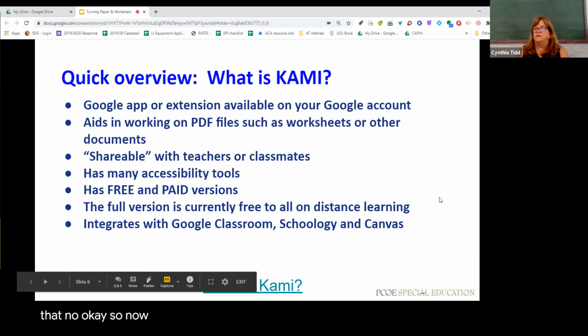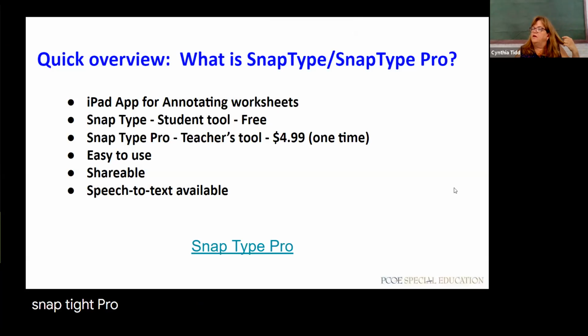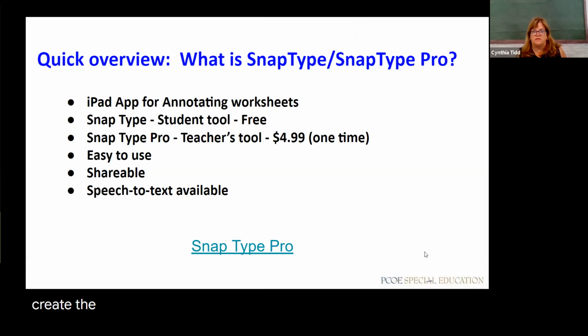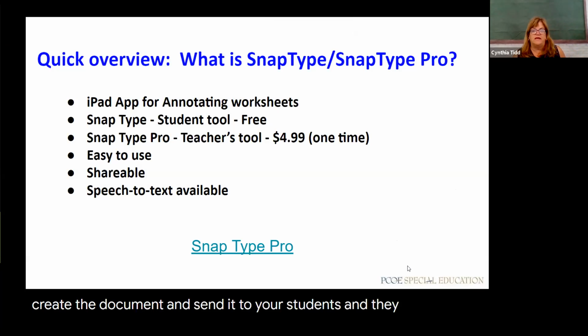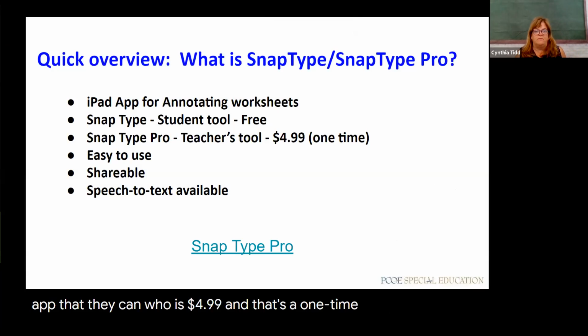So next we have SnapType and SnapType Pro. And my understanding is that SnapType is what your students have, and SnapType Pro is what you have, so that you're able to create the document and send it to your students, and they can do the editing that they need to do and send it back to you. SnapType is a free app that they can download. SnapType Pro is $4.99, and that's a one-time thing.